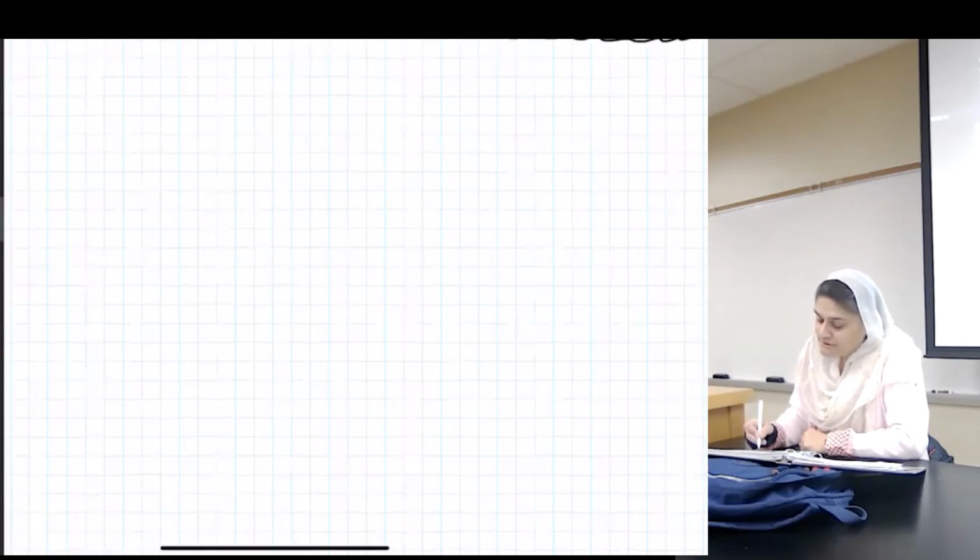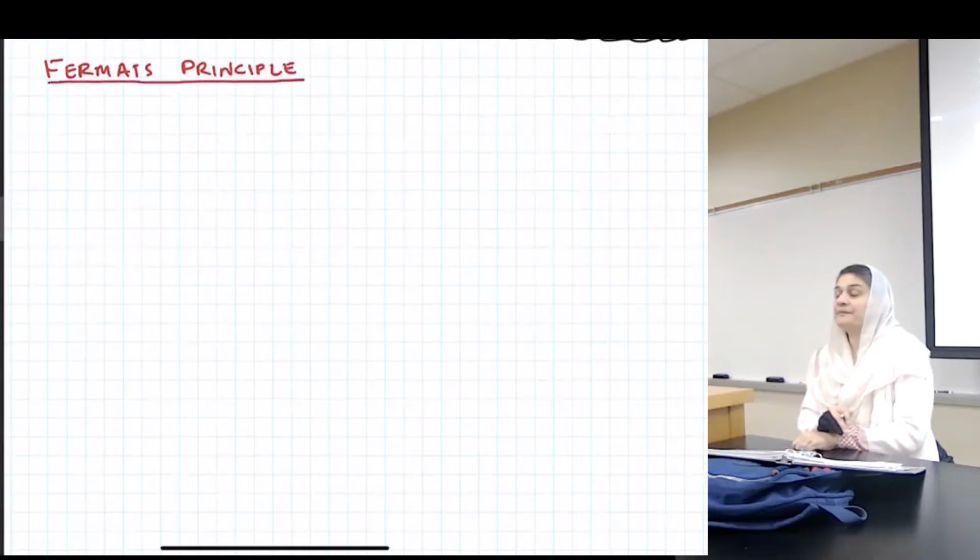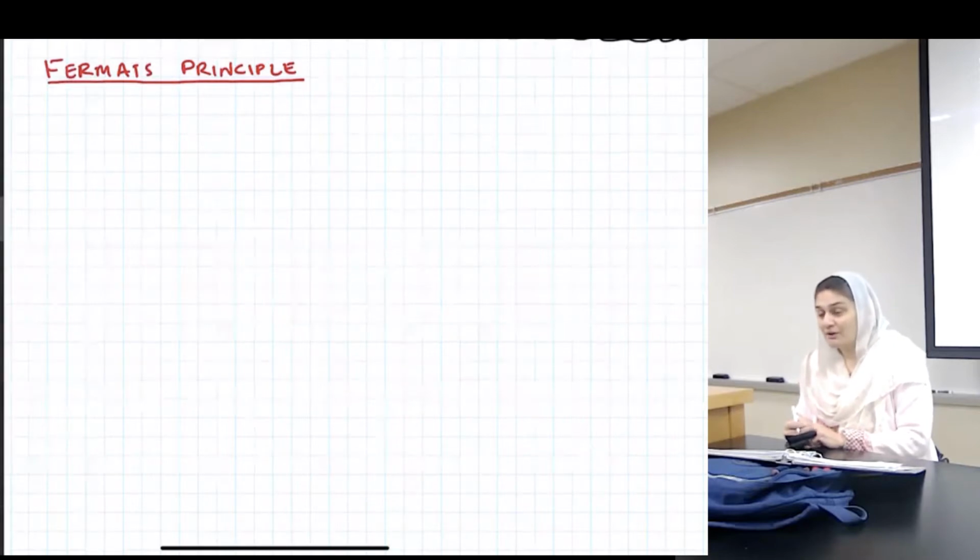So we are going to talk about something called Fermat's principle. It's called Fermat's principle, but it actually should be called Hero's principle because Hero came up with this explanation. So about 2,000 years ago, people were thinking about light and how light travels.